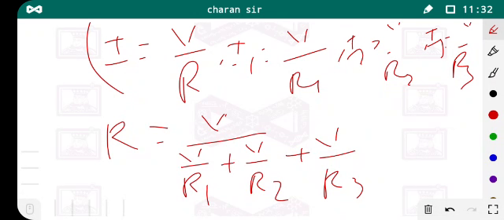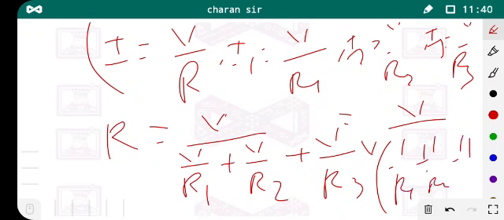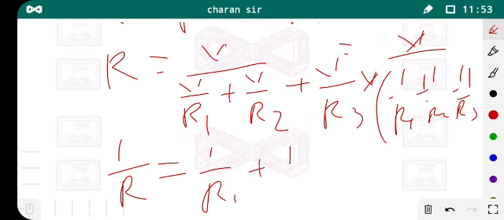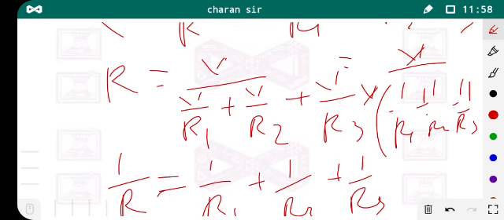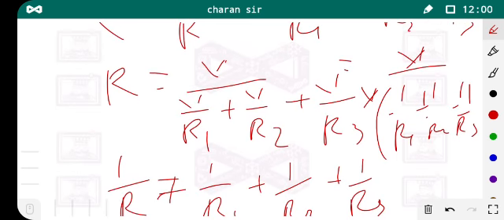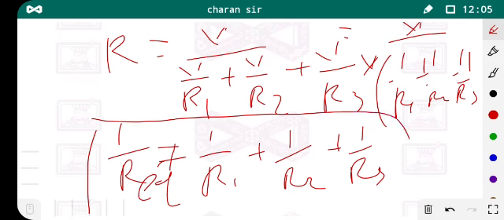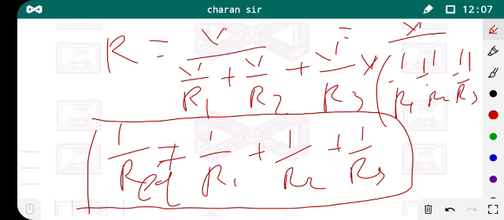Now take V common, so that it cancels out from above. So your V is common, 1 by R1 plus 1 by R2 plus 1 by R3. Now this V cancels. So now you take the reciprocal on both sides. So you get 1 by R is equal to 1 by R1 plus 1 by R2 plus 1 by R3. This is your equivalent resistance when you connect all three resistors in parallel combination.